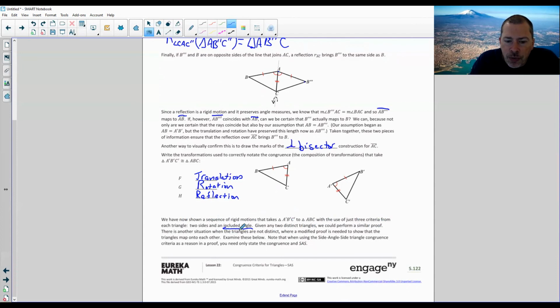There is another situation where the triangles are not distinct, where a modified proof is needed to show that the triangles map onto each other. Examine these below. Note that when using the side angle side triangle congruence criteria as a reason in a proof, you need only state the congruence and SAS.